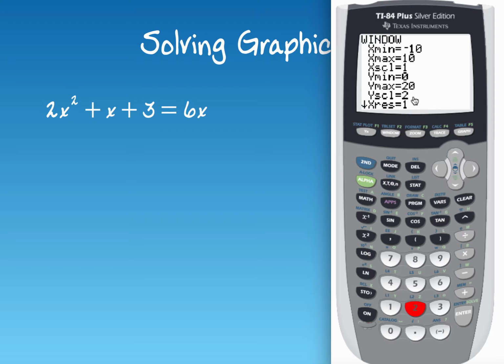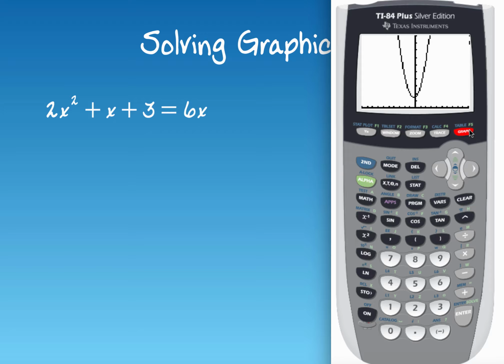And you might want to change the scale as well. You could just as easily zoom out, but this gives us a little bit more control of our window. Once you have your window set, we can hit the graph key. Okay, and we could see that intersection a little bit clearer. Again, if you want, you could zoom in a little bit more. I don't think it's necessary. I would leave it the way it is.